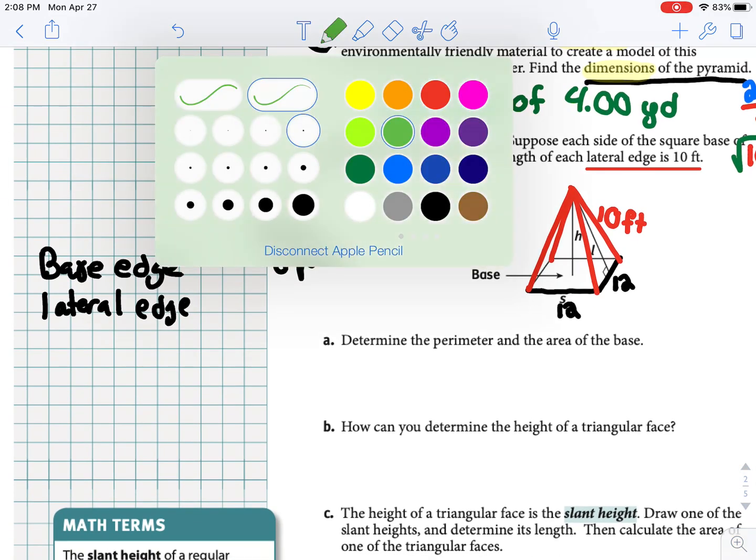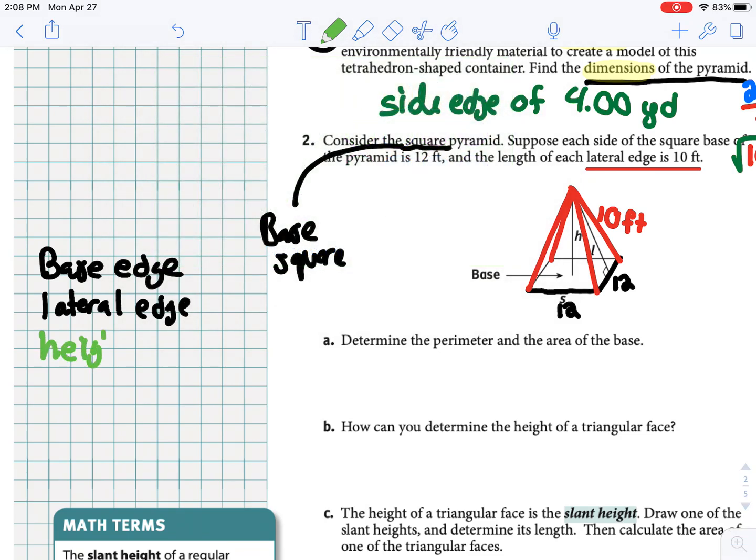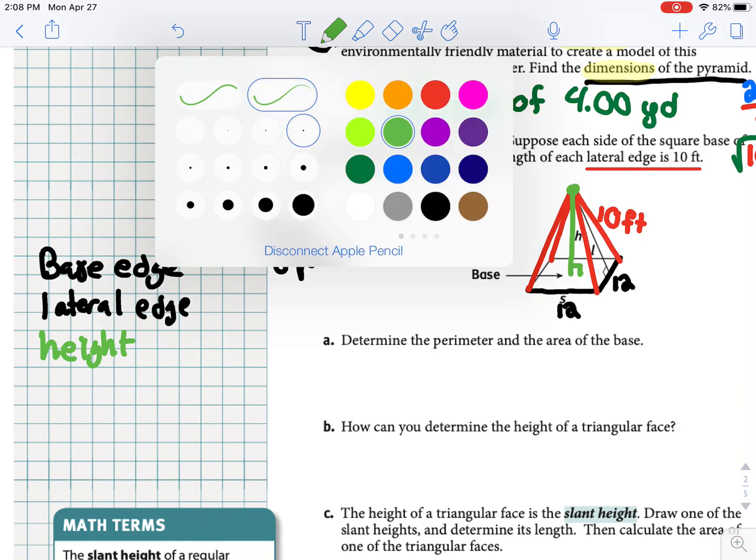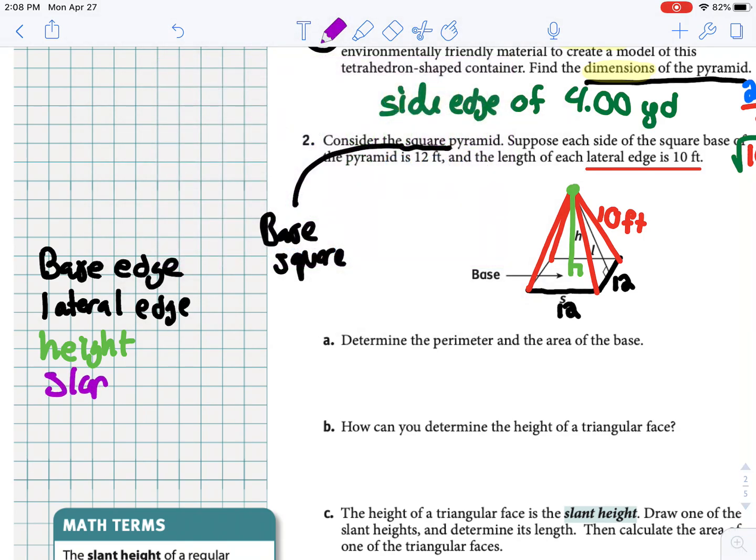Another thing that we talk about with pyramids is the height of the pyramid. The height of the pyramid is the height that's going to go from that top vertex point directly down and then perpendicular to the base. The height is often drawn inside the pyramid, but it does not have to be. And then finally, the last thing that we're going to be talking about, and we'll mention it down here a little bit in a moment, is what we refer to as the slant height.